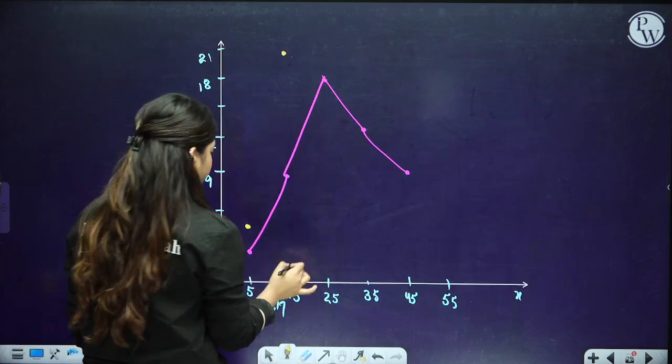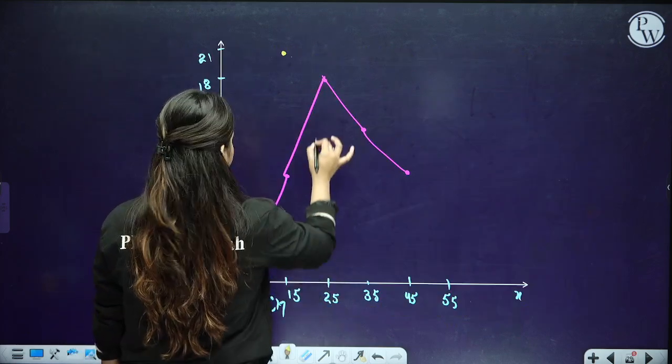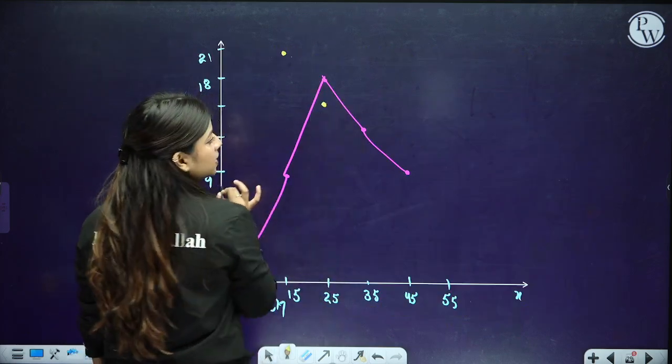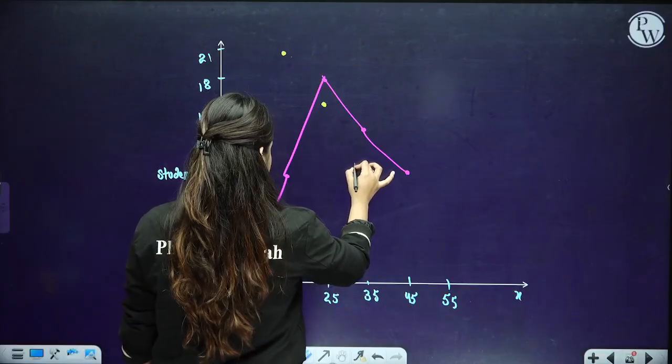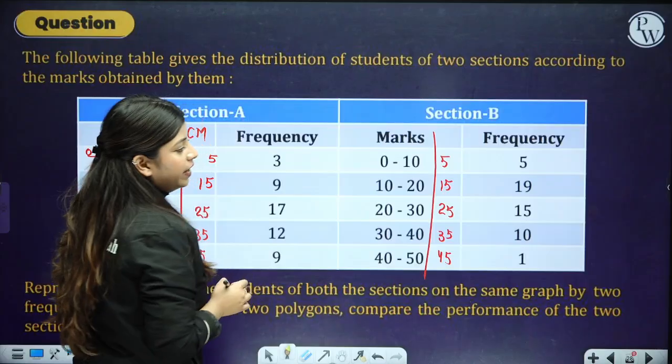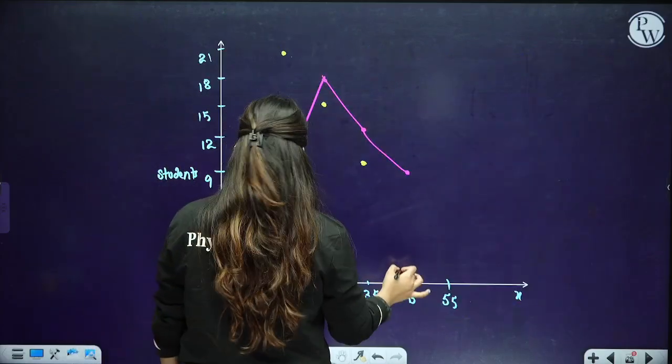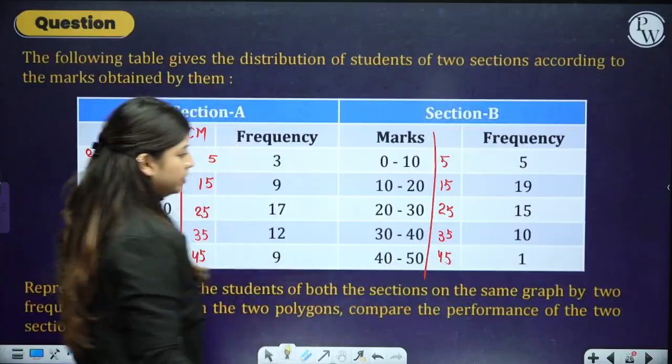Then we have 25 and 15, 25 and 15 somewhere here. Then we have 35 and 10, 35 and 10 somewhere here. And then we have 45 and 1, so 45 and 1 lie somewhere there.